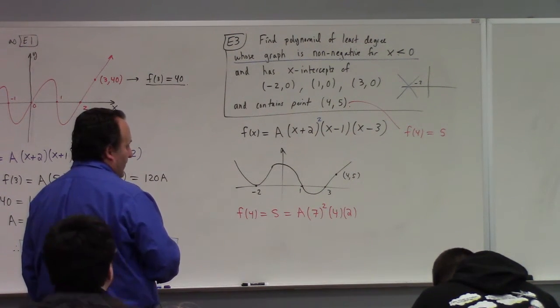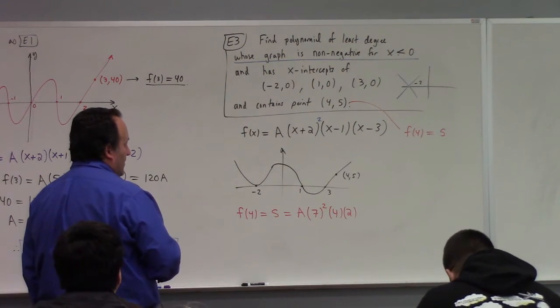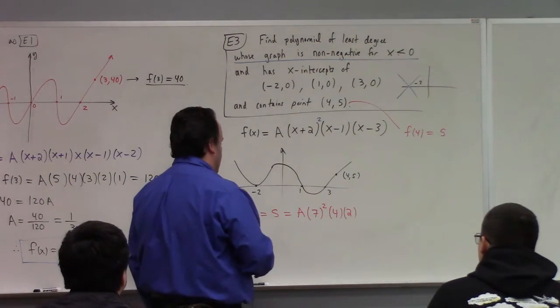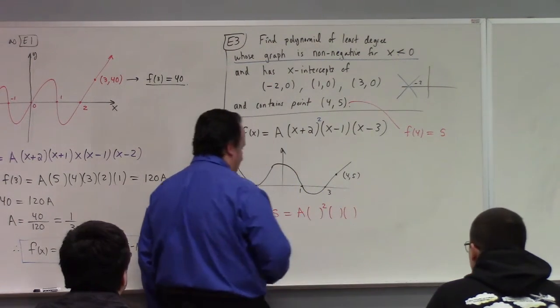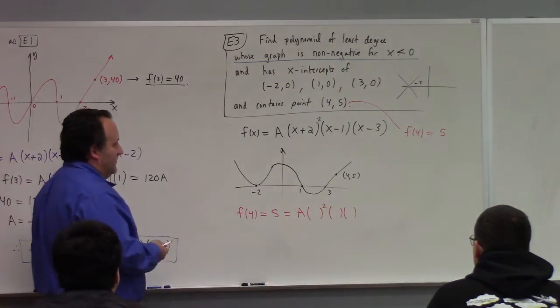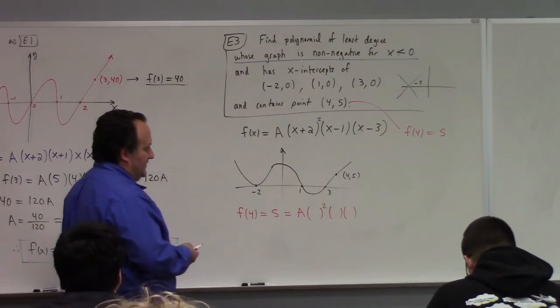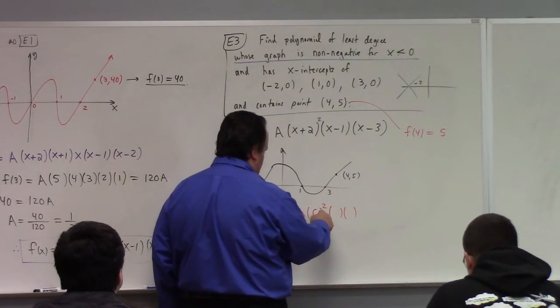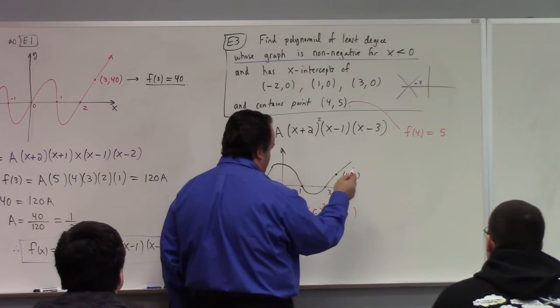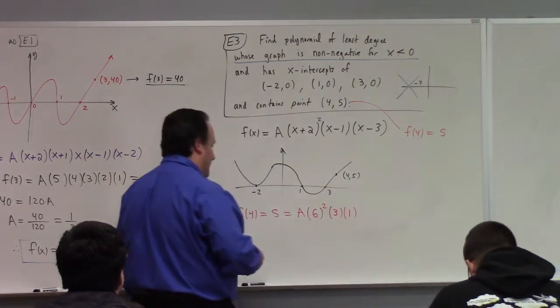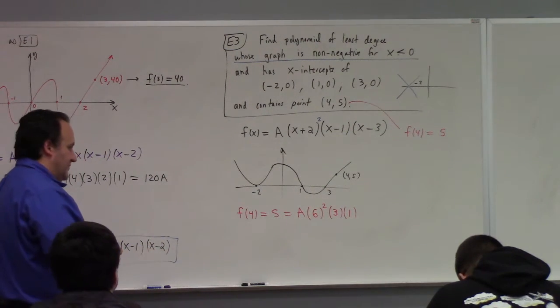Did I do something wrong? Oh, I plugged in 5? Oh, man. Well, that's no good. Thank you. This is why we can't have nice things. Let's see here. Plug in 4. 4 plus 2 is 6. So I've got a 6 squared. 4 minus 1 is 3. 4 minus 3. Well, that's nicer. Thank you. That made my problem easier to do the math here.